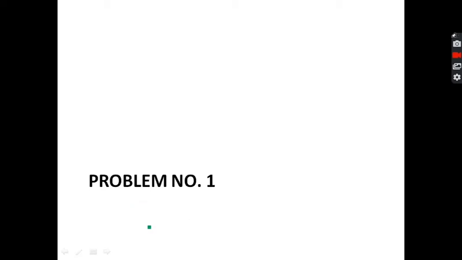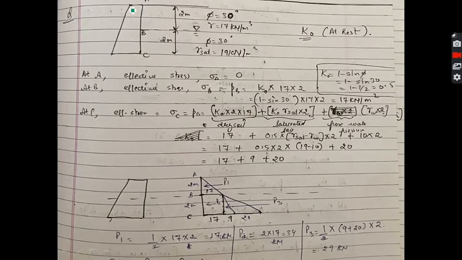Now we will look at some problems. The first problem is a retaining wall of height 4 meter, which has two components, that is a soil of unit weight 17 kN per meter cube, and the below soil is saturated and its saturated unit weight is 19 kN per meter cube, and the condition is given as at rest condition. For at rest condition, the value of coefficient will be 1 minus sin phi. Kindly note this point. So we will draw the lateral earth pressure diagram. At the topmost portion the pressure will be 0, as stress will be 0.